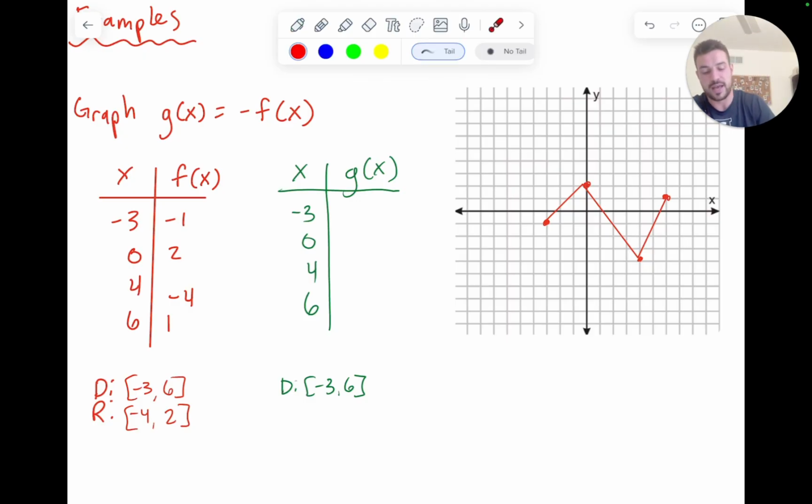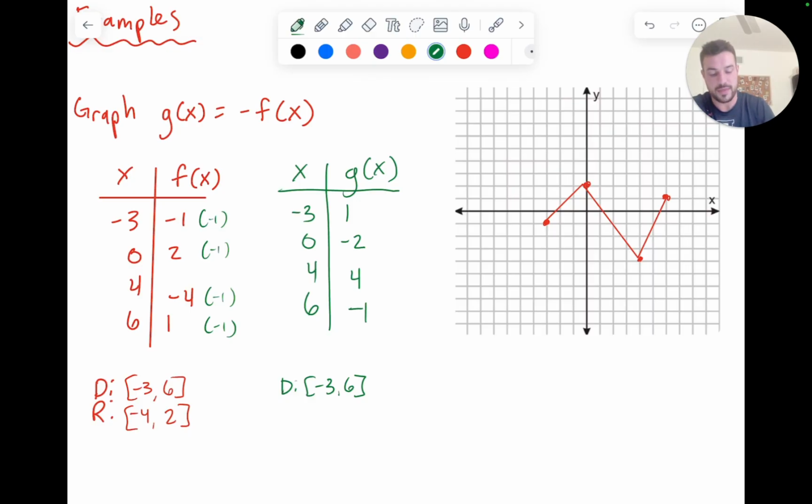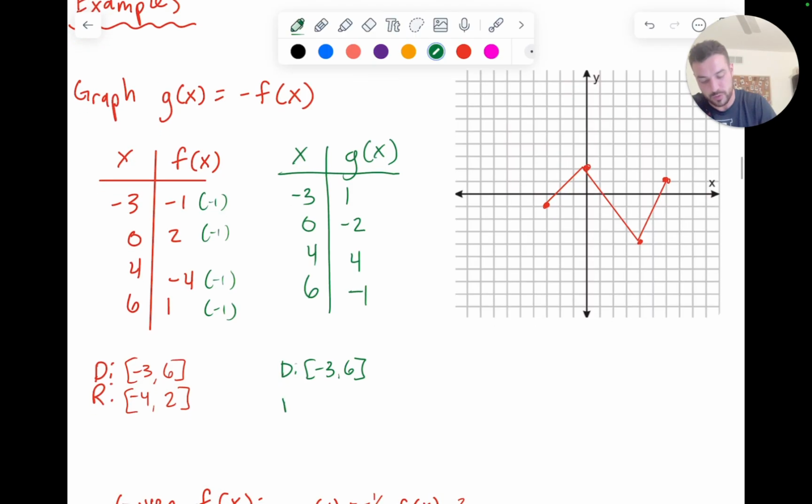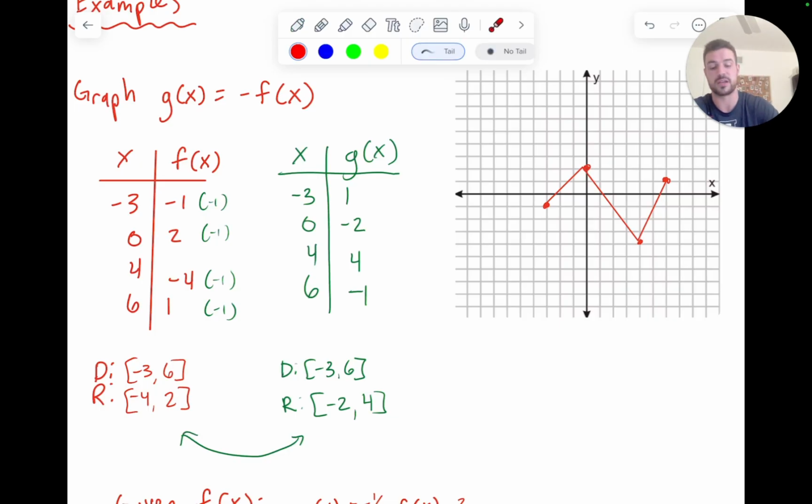So in this case, I want to multiply all of our f of x's, or our outputs, by a -1. So if I do that, I end up with +1, -2, +4, and -1. And then I can do the range as well. The range here has a low value of -2 and then a high value of +4, which is kind of the opposite of this one, which should make sense because it is a reflection.